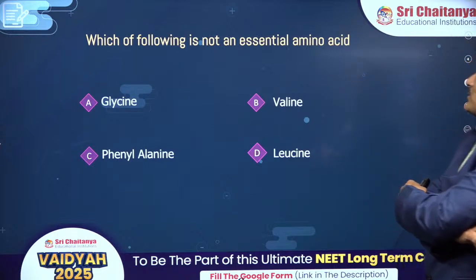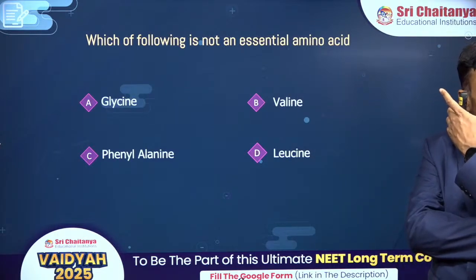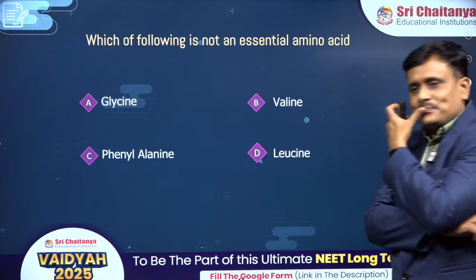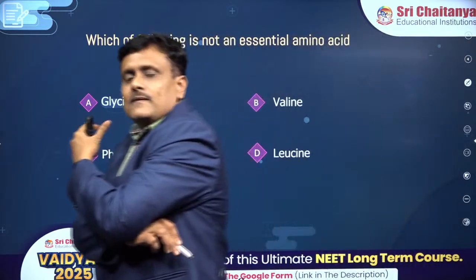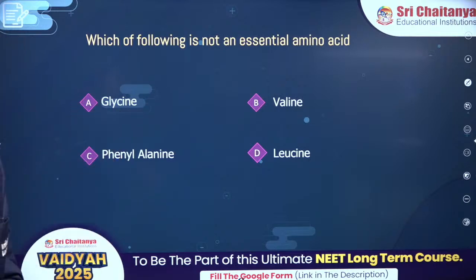Chalo, which of the following is not an essential amino acid? Can anyone tell me what the answer for this is? Cheptara beta. Not an essential. Glycine is not, because for the remaining ones you need to understand that, right? Good.